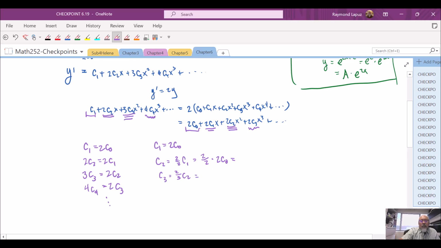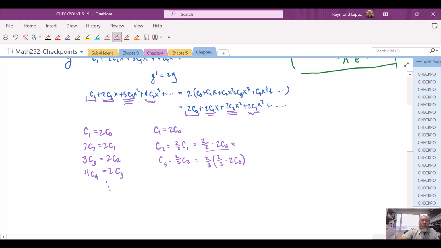And C2 was equal to this thing, so I have 2 over 3 times C2, which is 2 over 2 times 2C0. So here I'm starting to see a bunch of 2's that would go up in the numerator, and I'm seeing 3 times 2 in the denominator. Okay, so that part is going to be important, as you would imagine.